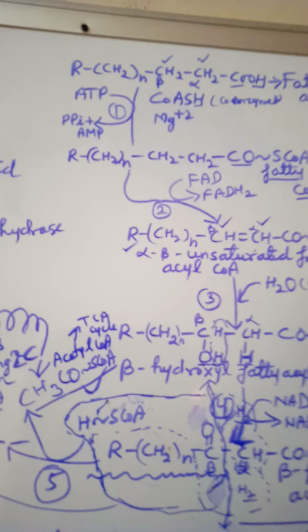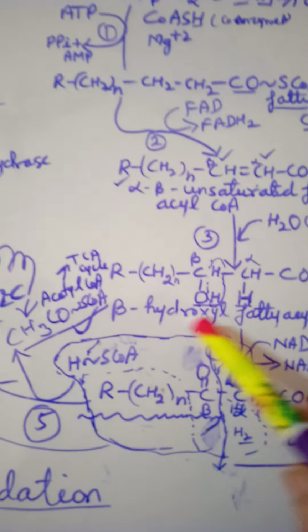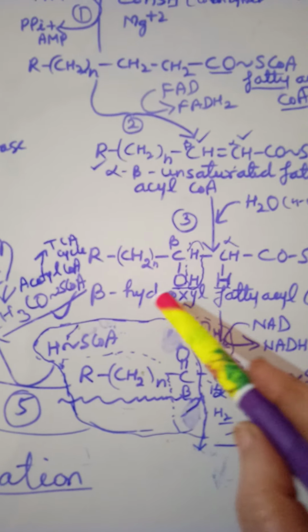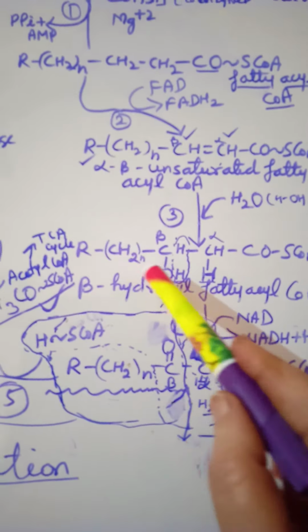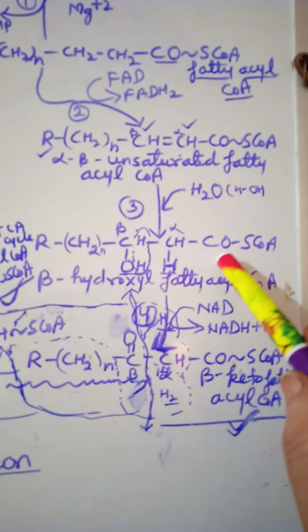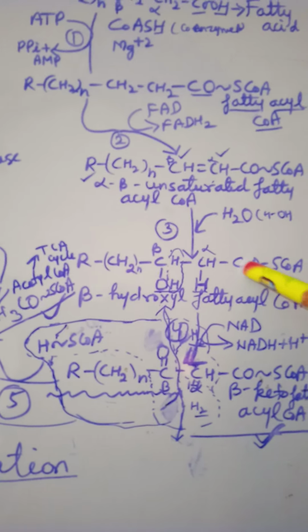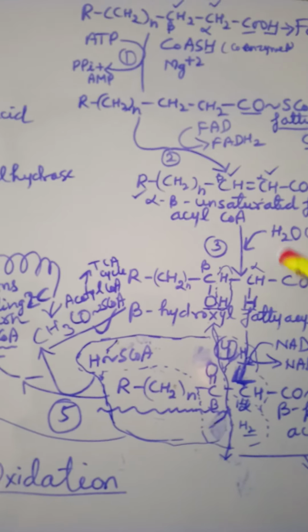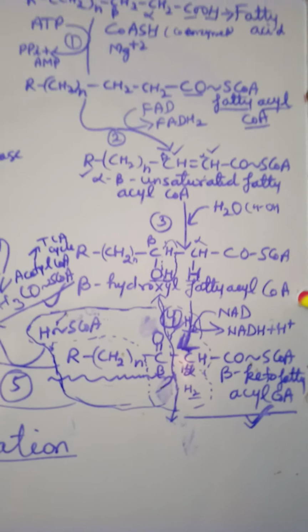You could see the unsaturation at the alpha and beta position, and this alpha and beta unsaturated fatty acyl coenzyme A, after the third step, is converted into beta hydroxyl fatty acyl coenzyme A. The third step is hydration, addition of water, and after step 3 we have the beta hydroxyl fatty acyl coenzyme A.